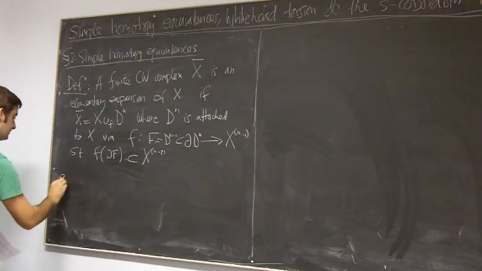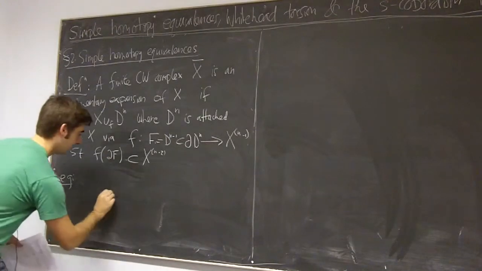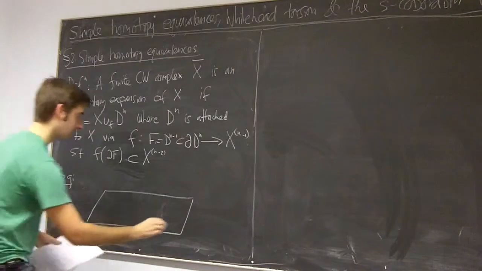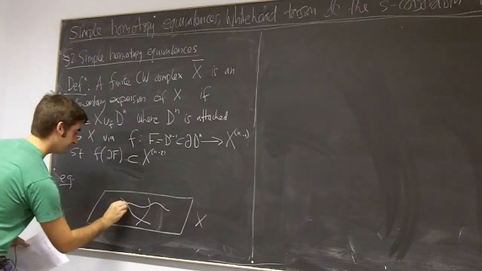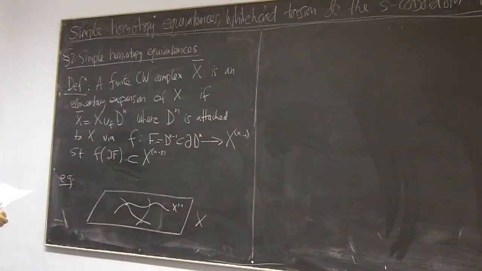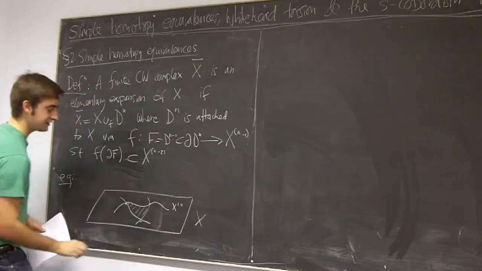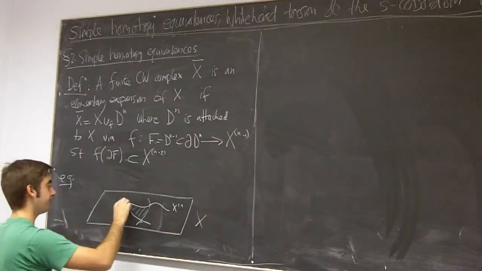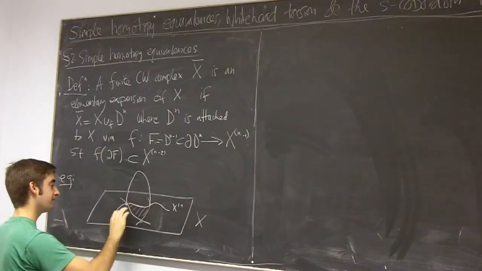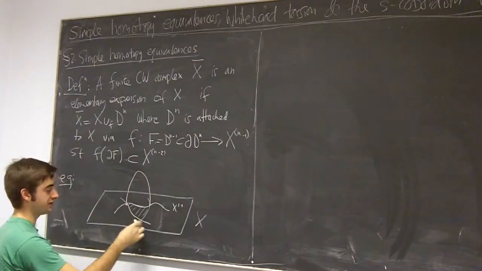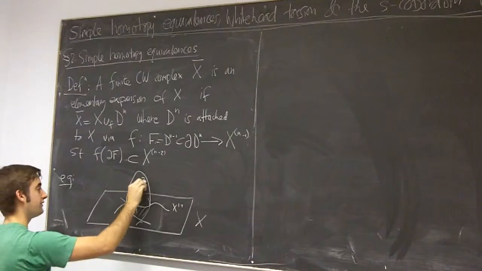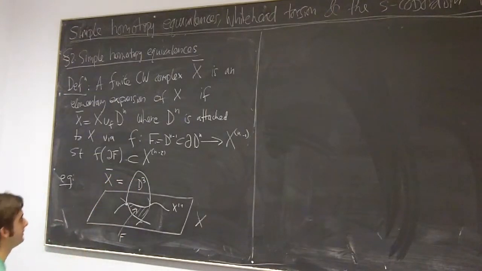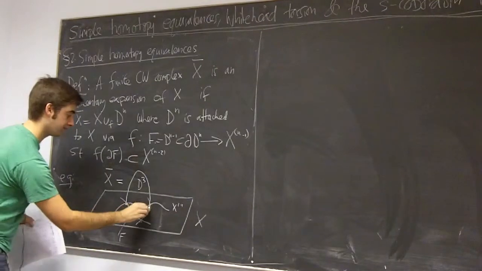So let's draw an example of this. Here n's going to be 3. Here's X. Here's some part of the 1 skeleton. And here's a cell in the 2 skeleton. And then we attach a 3 disk to this 2 cell such that the boundary is in the 1 skeleton. So this is where F is attached. We've got our 3 cell, and then this gives us X bar. So hopefully that should be clear. And this is attached around here.